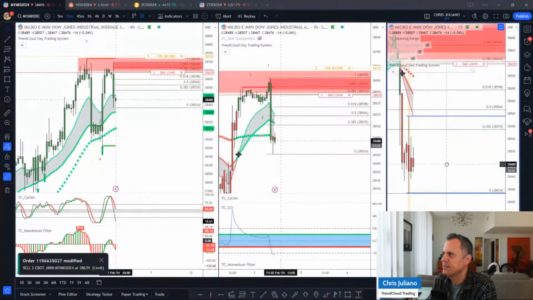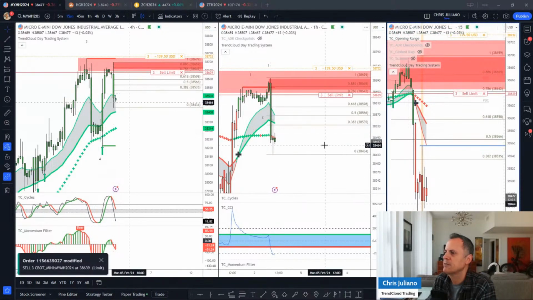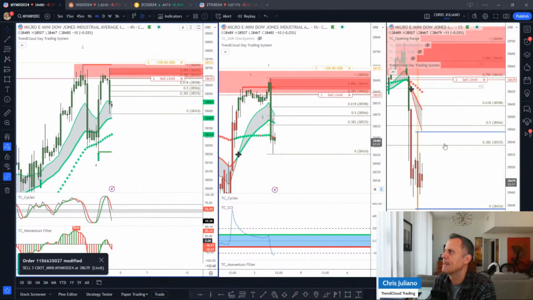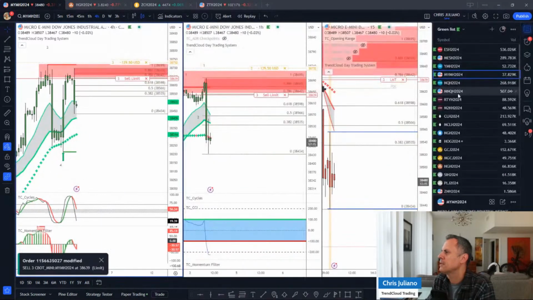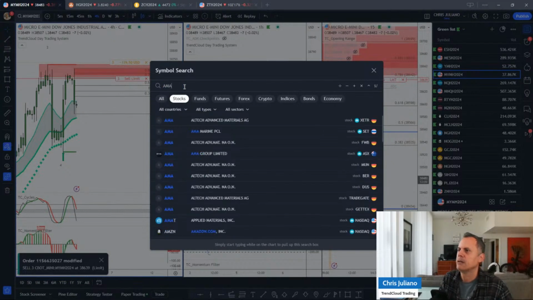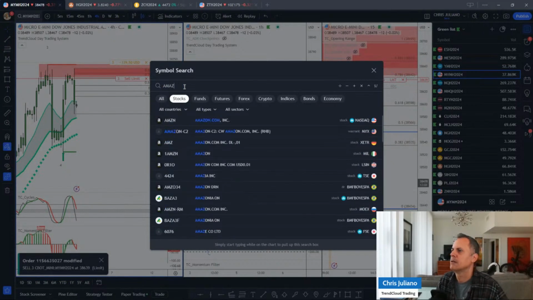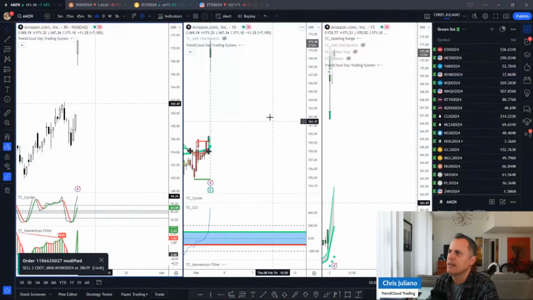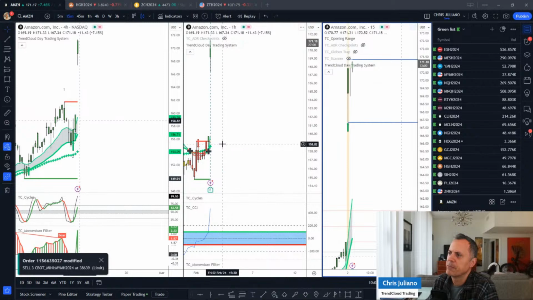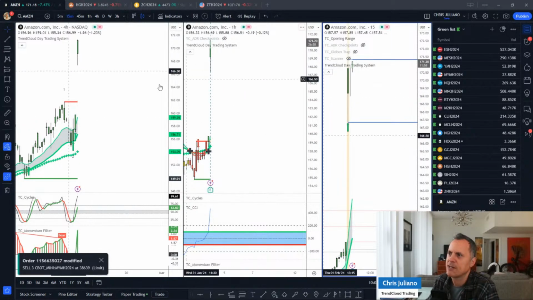Just bouncing around in the middle there. Just bouncing around in the middle of that opening range. Let's see. Let's go back to Amazon. Go take a look at Amazon. Same thing, right? Huge gap up on Amazon.